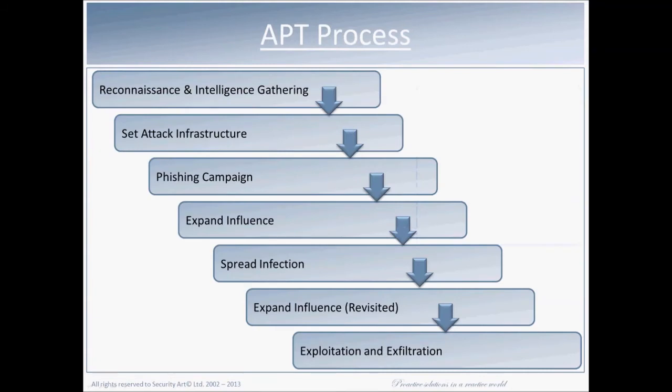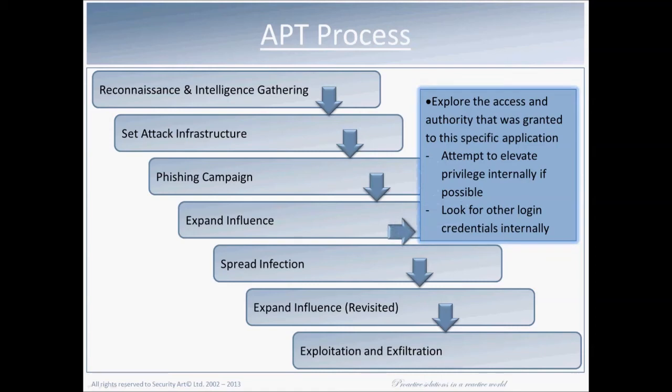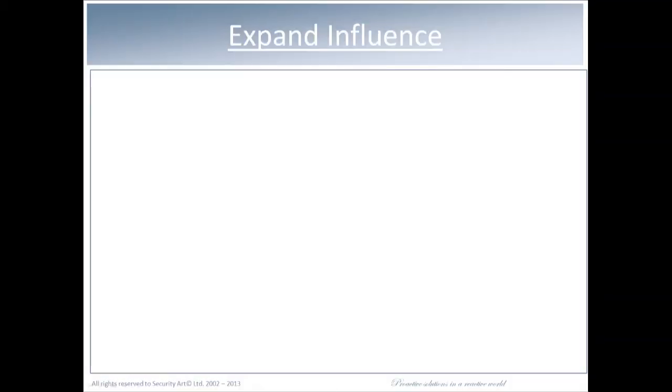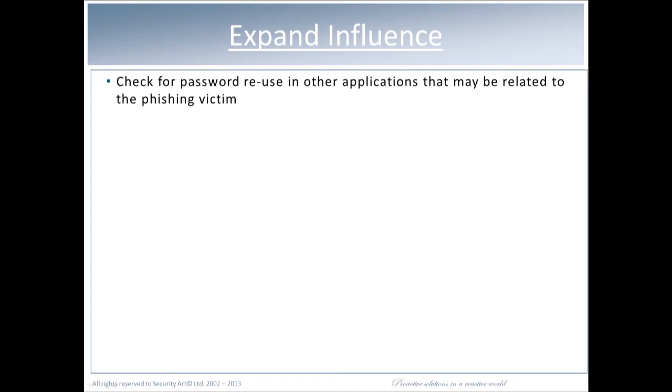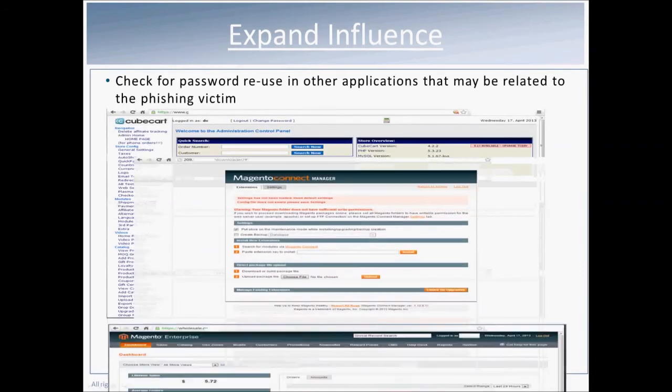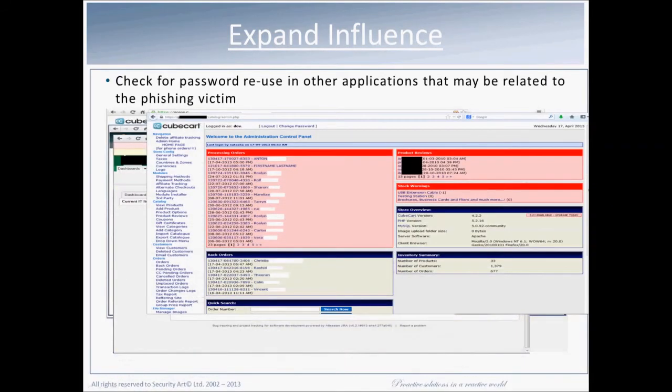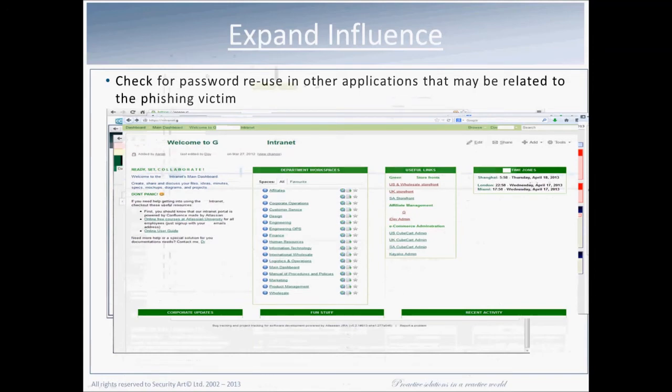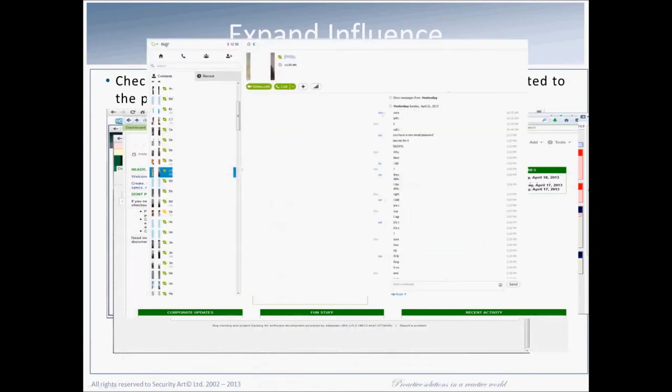Once we obtain valid administrative credentials, it's time to see how far they reach. We expand our influence by exploring the access and authority these credentials grant us, and we attempt to elevate our privilege inside the system. We also look for other login credentials while we're in there. A real attacker would also check for password reuse throughout the organization's networks. In this case, the credentials worked just about everywhere, including the CTO's Skype. This particular organization utilizes Skype exclusively between employees and customers.